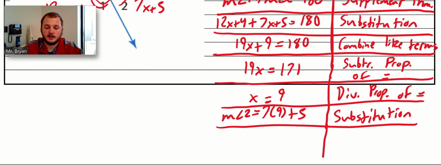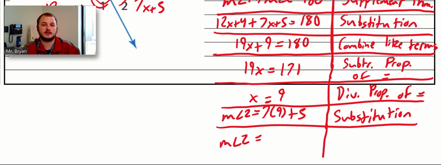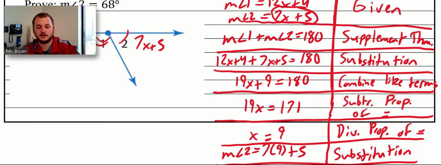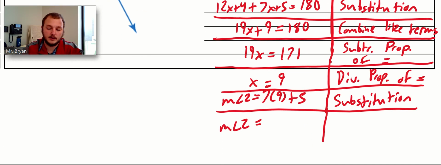Substitution here. And then last step, we just have to do the math. So measure of angle 2 is going to stay the same, and we want that in our statement just so I can match it up with what I was trying to prove. Measure of angle 2 equals 68 degrees. If we do the math here, 7 times 9 is 63, and then plus 5 would, in fact, give us 68. So we know we got this right because we did all the work and it got the same answer as what we were trying to prove.